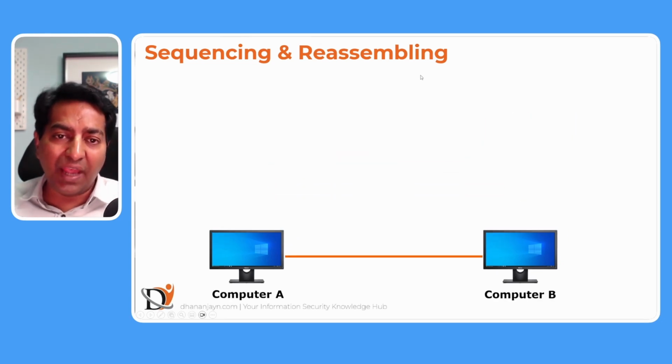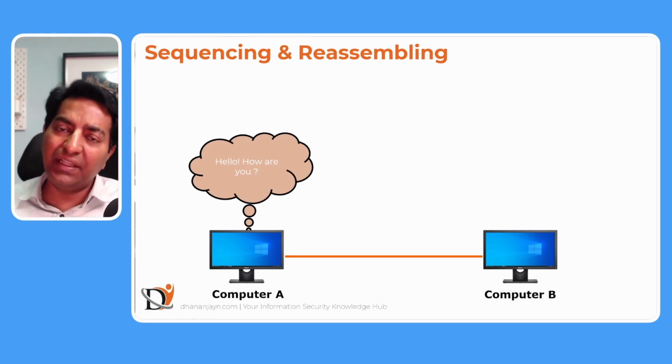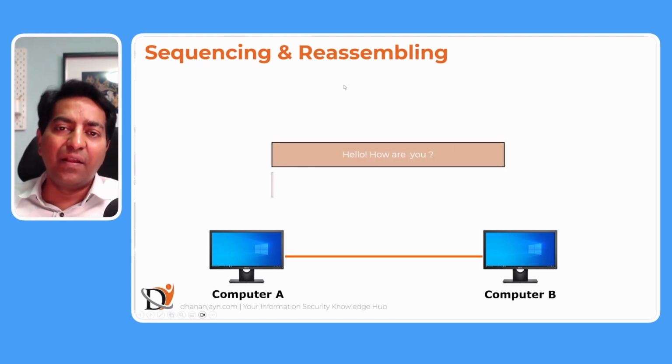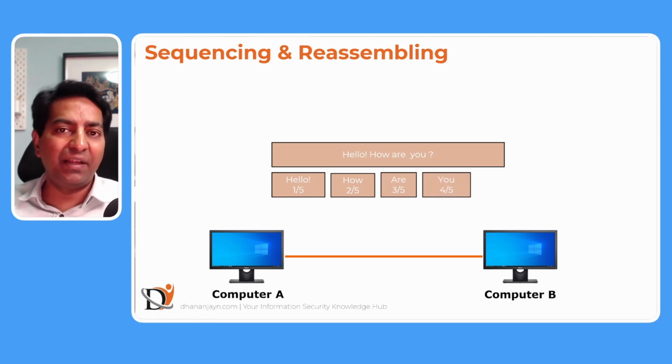So, what happens here is, the computer sending the message will first segment the data, and after this is segmented, it will be sequenced in this fashion.